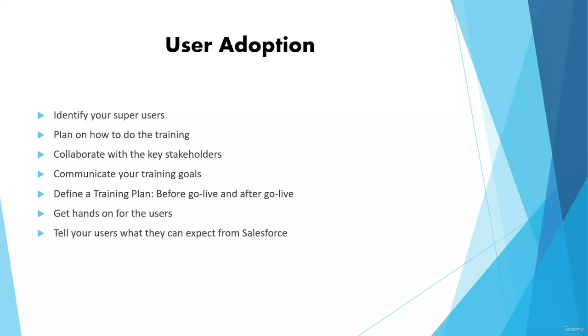User adoption. The end user training. The end user training plays a vital role in the successful adoption of the new functionality by your end users. User training is important so they can understand the core system functionality, the cross functional integrations, and the overall process flows, connections and the functional dependencies.